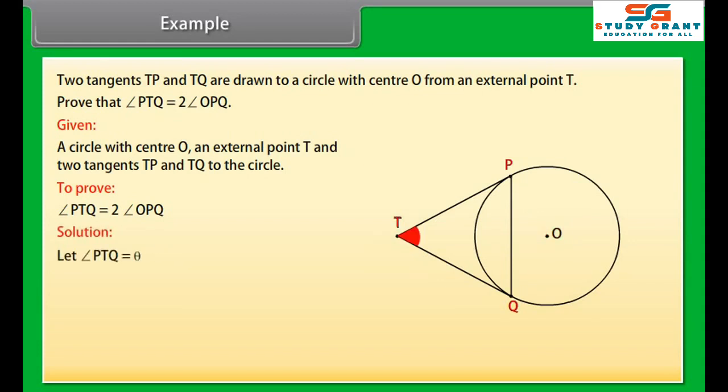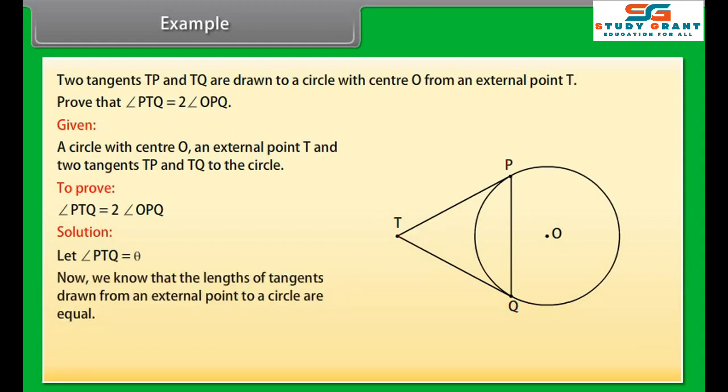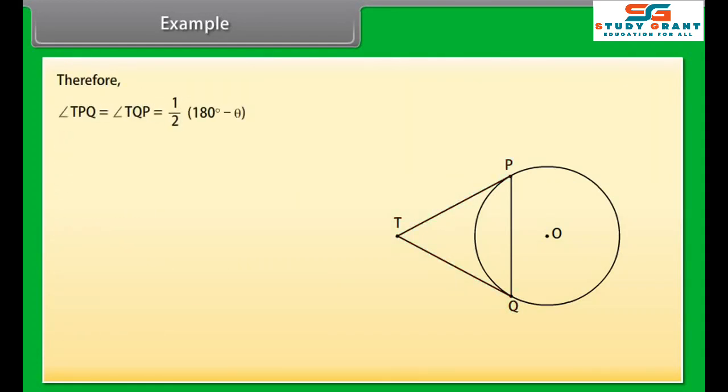Let angle PTQ be equal to theta. Now from the theorem of tangents we know that the lengths of tangents drawn from an external point to a circle are equal. Therefore, TP is equal to TQ. So, TPQ is an isosceles triangle. Therefore, angle TPQ is equal to angle TQP, which equals 1 upon 2 into 180 degrees minus theta, which is equal to 90 degrees minus 1 upon 2 theta.